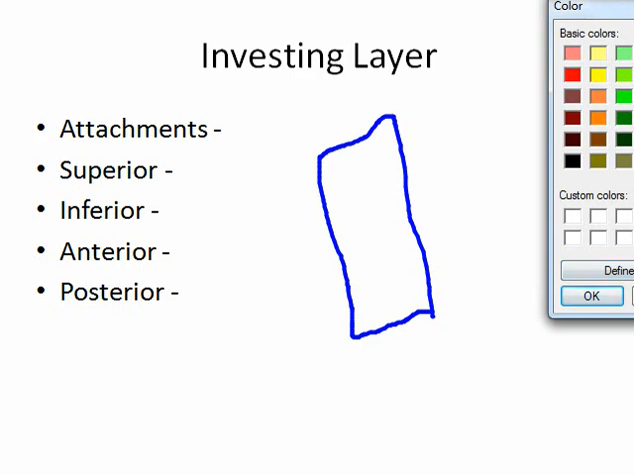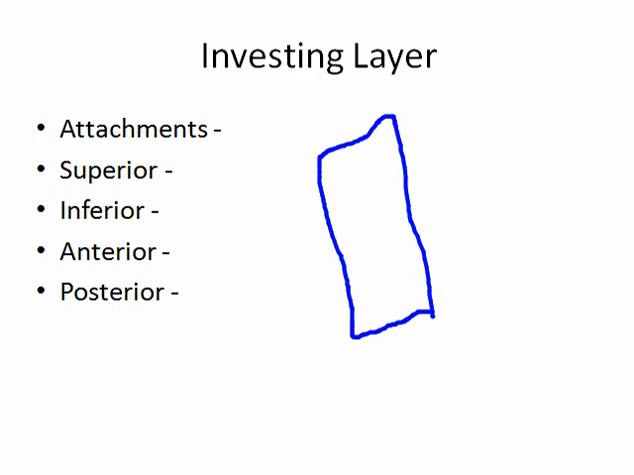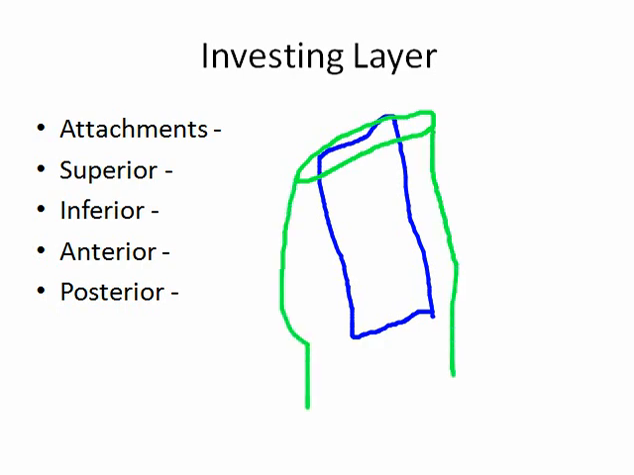Here we can show the sleeve of a shirt. The sleeve of a shirt covers entirely around the arm or the hand. So this is the investing layer. The investing layer invests, covers the neck completely. That's why it is called the investing layer of the deep cervical fascia.